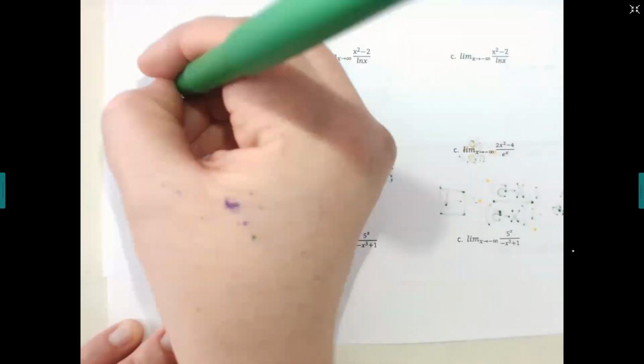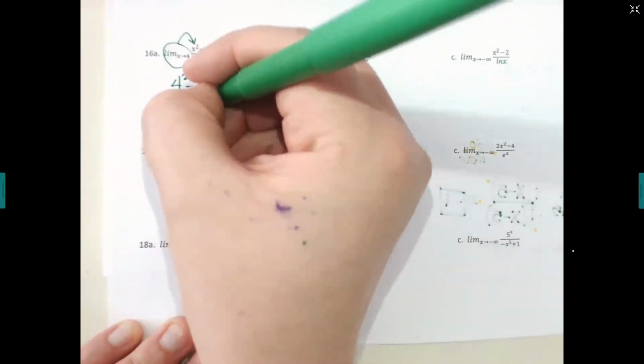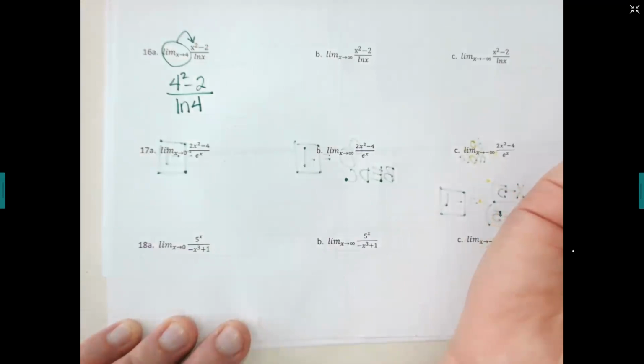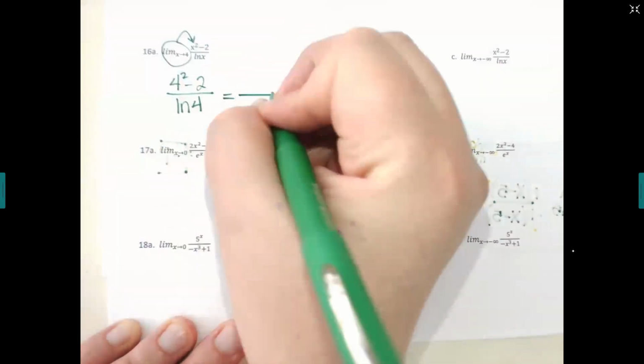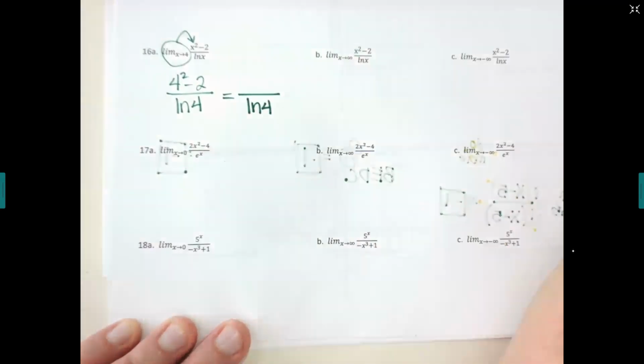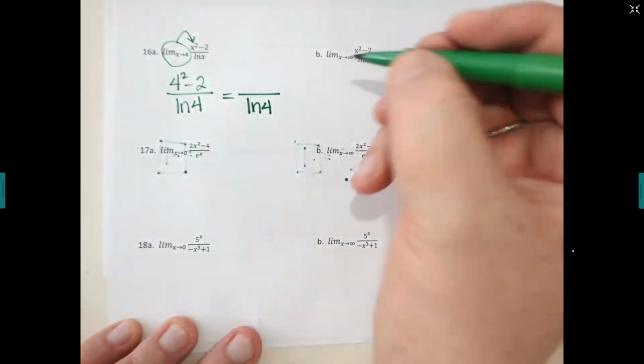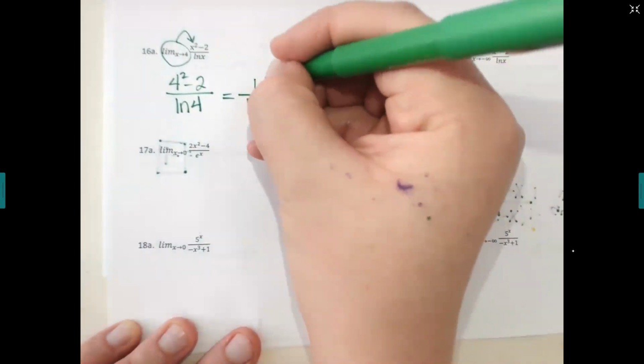Okay, number 16. What is x approaching? 4. So now I'm gonna have 4 squared minus 2 over the ln of 4. Now remember, ln of 4 is a number. You don't have to know what it is. You just have to know it's already a number, okay? So I'm gonna leave my ln of 4 the same, but then what's 4 squared on top? 16 take away 2 is 14. That's your answer.